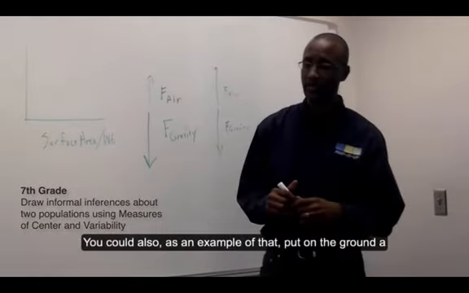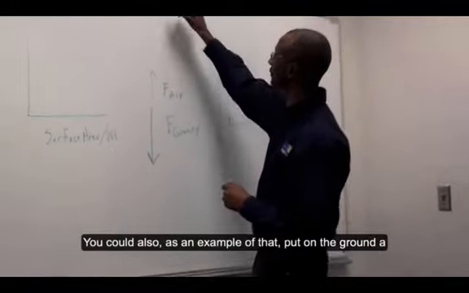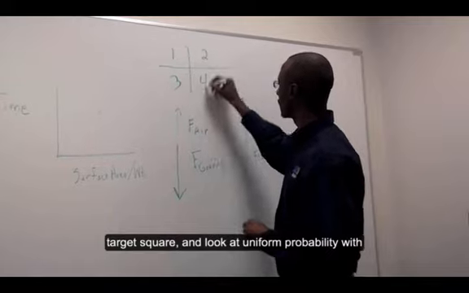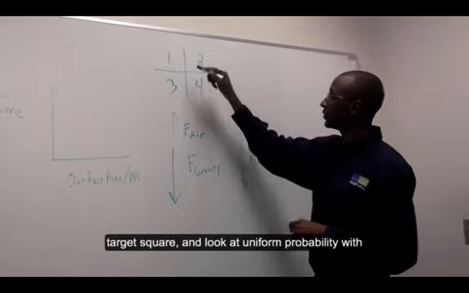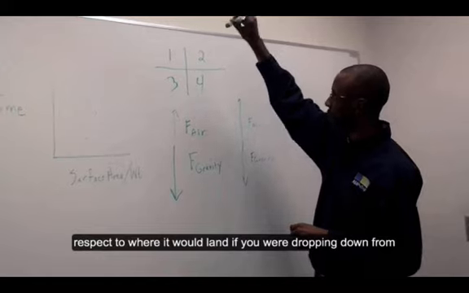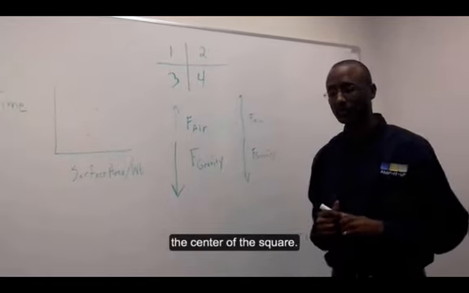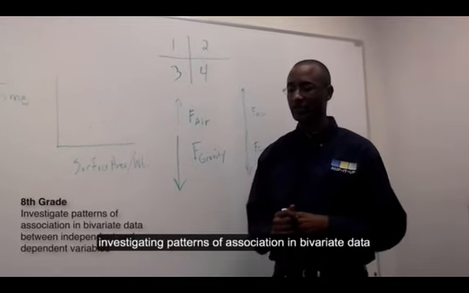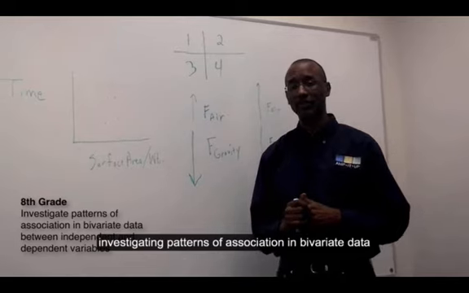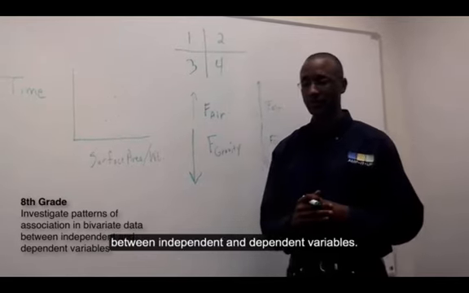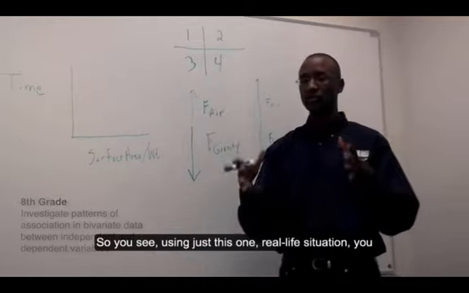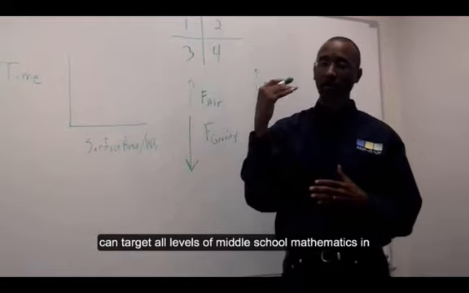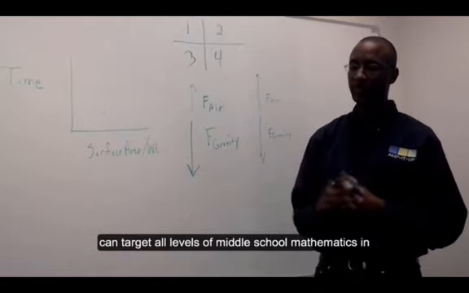You could also, as an example of that, put on the ground a target square and look at uniform probability with respect to where it would land if you were dropping it from the center of the square. In addition to that, the 8th grade is none other than investigating patterns of association in bivariate data between independent and dependent variables. So you see, using just this one real-life situation, you can target all levels of middle school mathematics in data and statistics.